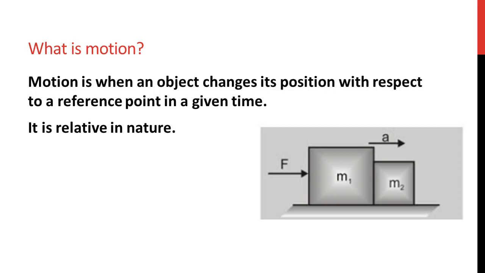the object is at M1. When we exert some force, it moves from M1 to M2, which means its position has changed from here to here. This is called motion. The change in the position of an object from one position to the next position is called motion. So it is relative in nature, which means we have to take some reference point to know that an object has moved from one position to the next position. That's why it is relative in nature.